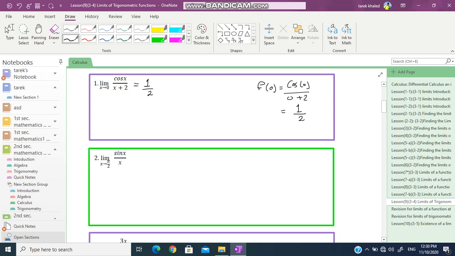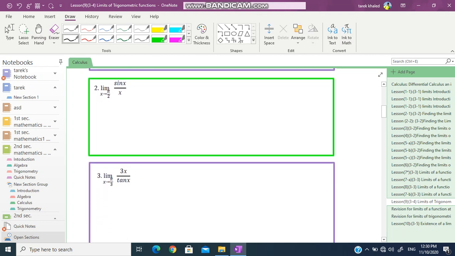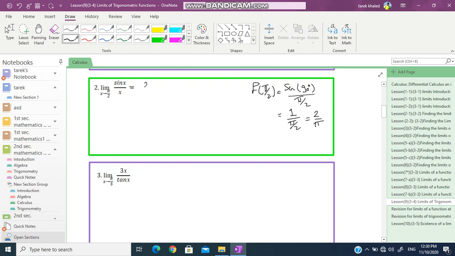The second one: if you have the limit as x approaches pi over 2 of sine x over x, by using the substitution method, f of pi over 2 equals sine pi over 2 over pi over 2. Sine 90 degrees equals 1, so it is 1 over pi over 2, which is 2 over pi. So the value of the limit will be 2 over pi.